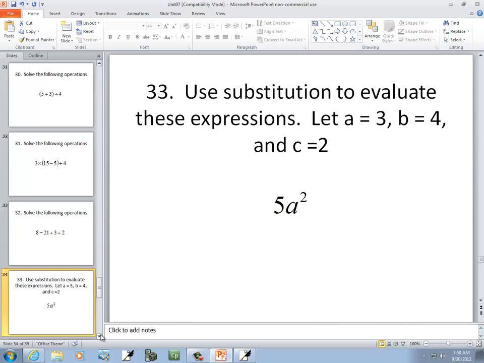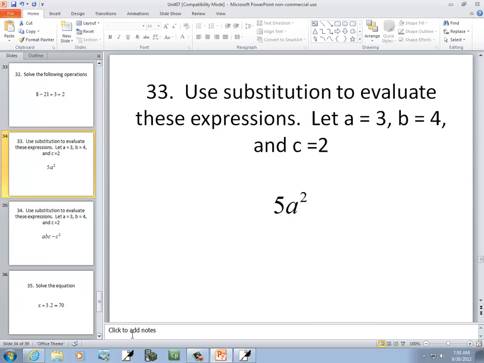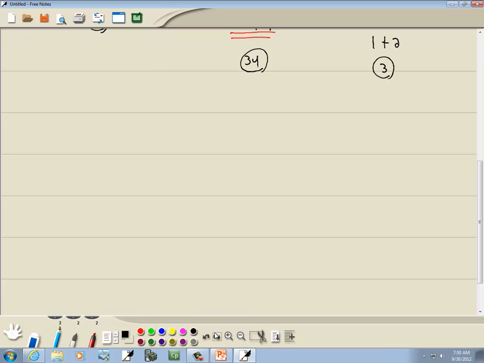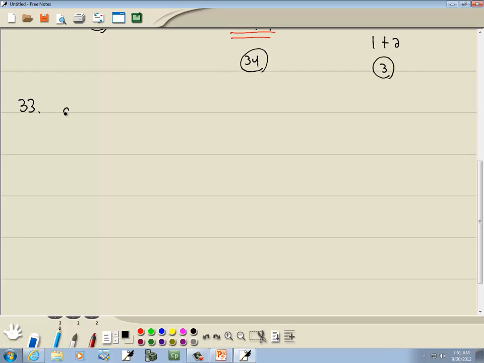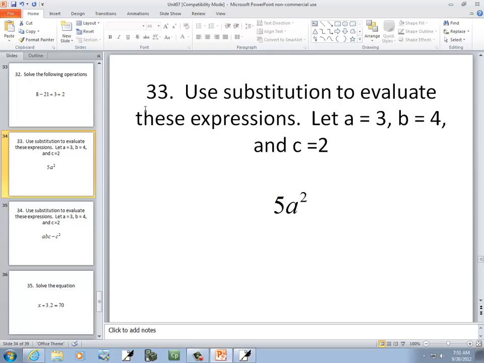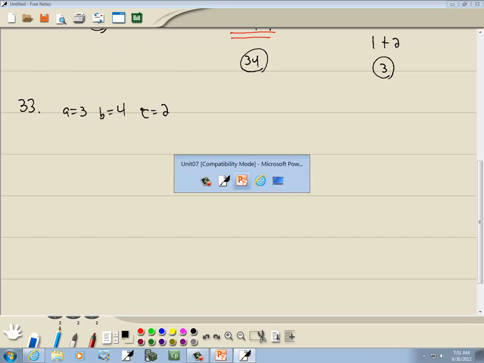Let's take a look at evaluating expressions. It says use substitution to evaluate these expressions. A is equal to 3, B is equal to 4, and C is equal to 2. And we got 5a squared.